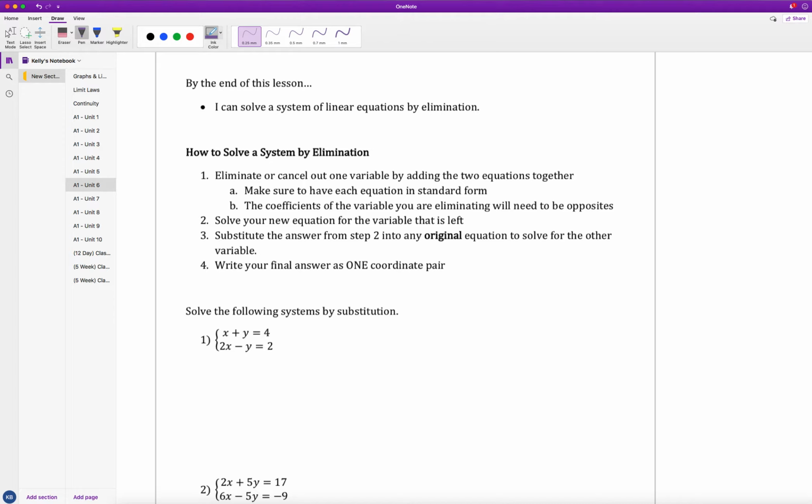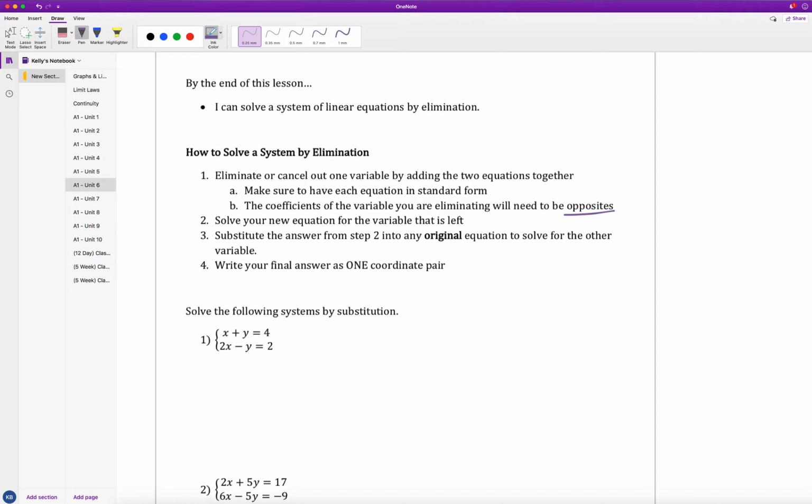To do that, what we're going to do is add the two equations together. So to get variables to eliminate, we need their coefficients to be opposite numbers. So for example, 2 and -2 would be opposite numbers because if I add them together, I get 0. 5 and -5 would also be opposites. -3 and +3 are also opposite numbers. So we're looking for numbers that have the same absolute value, but one is positive and one is negative.